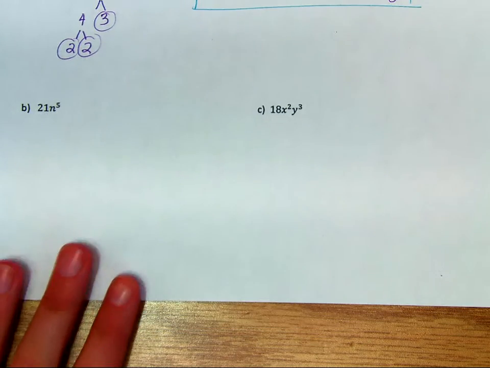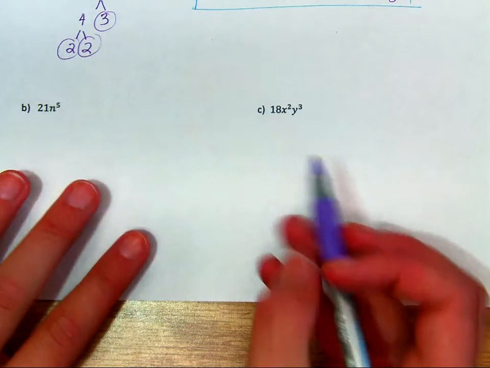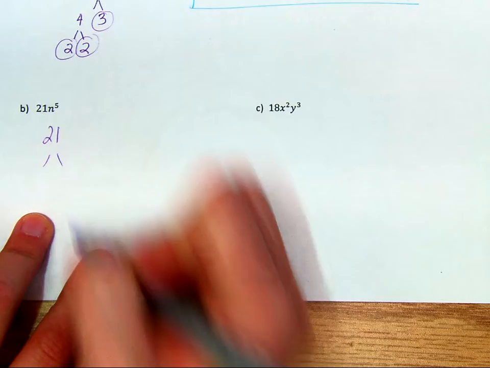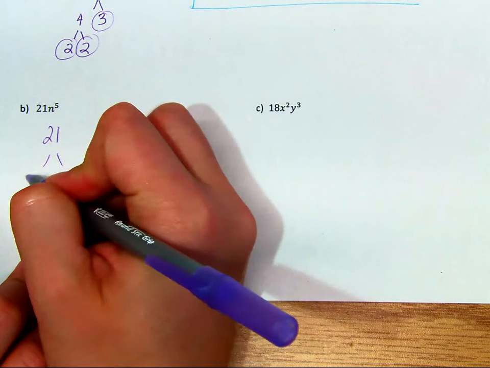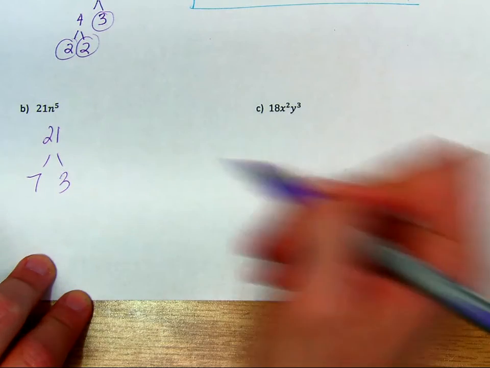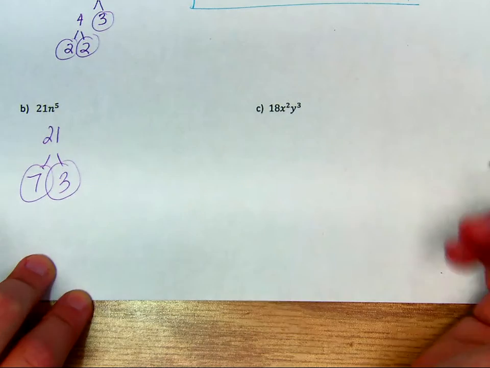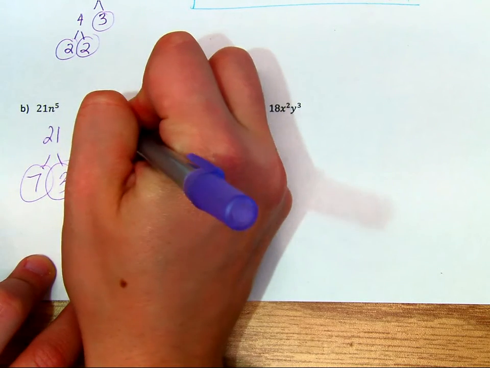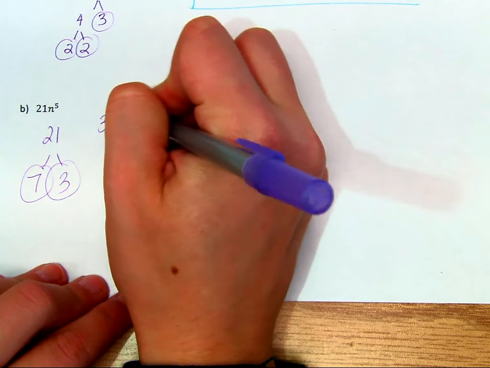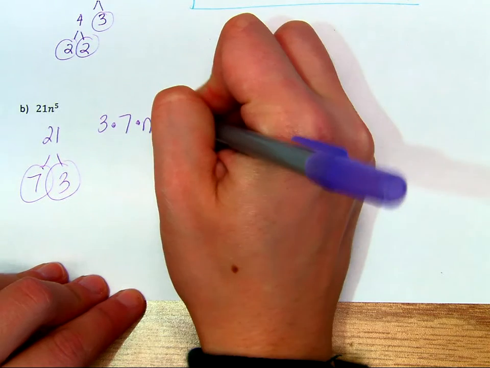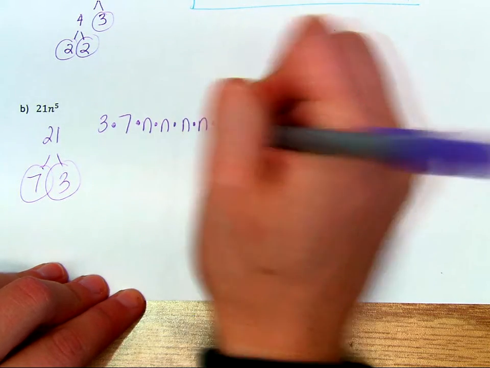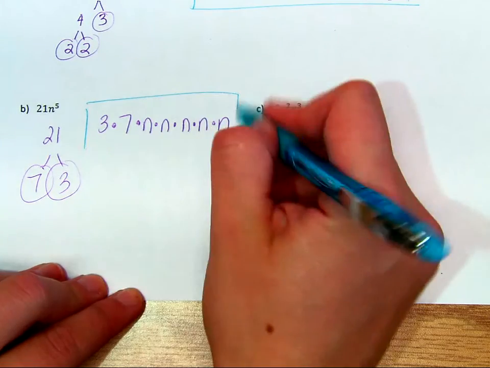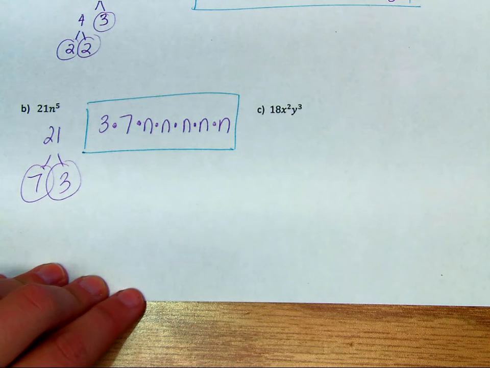Okay, next one. I have 21n to the 5th. So I'm going to take 21 and factor it. I'm using my factor trees. 7 and 3. Oh, those are both prime. So actually, I'm done with my factor tree. So I'm just going to write 3 times 7. And then n to the 5th is n times n times n times n times n. And it's factored. It is expanded.